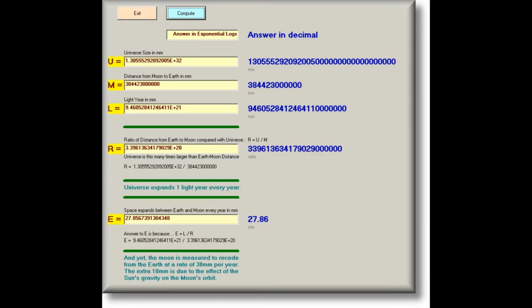But what about the expansion of the universe? The details in this calculation many might reckon to be outdated, but at no point does the tidal theory even take into account that a universe 13.7 billion light years across that expands at light speed will result in the distance between Moon and Earth expanding by 27 millimeters per year.